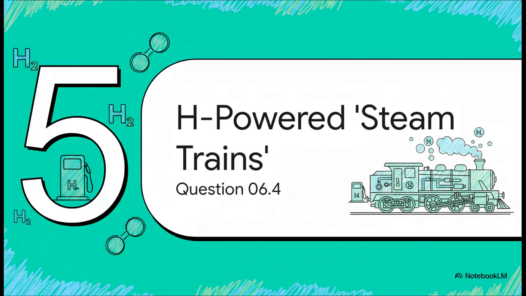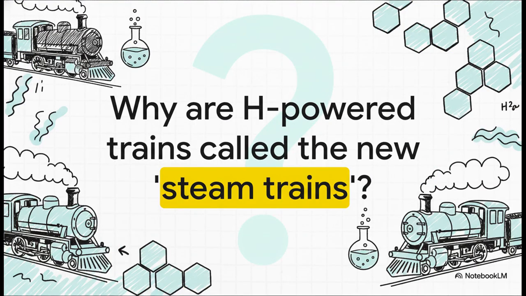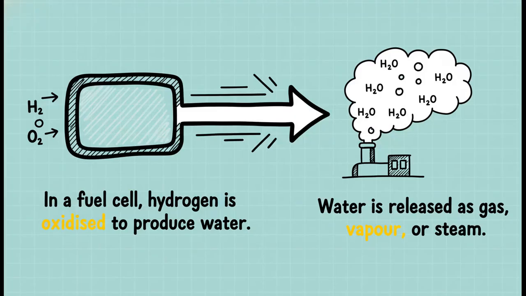All right, for the very last part of the question, we're going to switch gears. We're moving from a lab experiment to a real-world application, trains that run on hydrogen fuel cells. This is all about applying what you know to a new situation. This is a pretty fun question, actually. A newspaper called these high-tech hydrogen trains the new steam trains. Why on earth would they use an old-fashioned term like that? What's the connection? The whole reason is down to the chemistry.